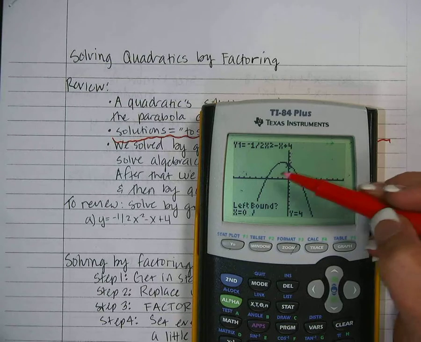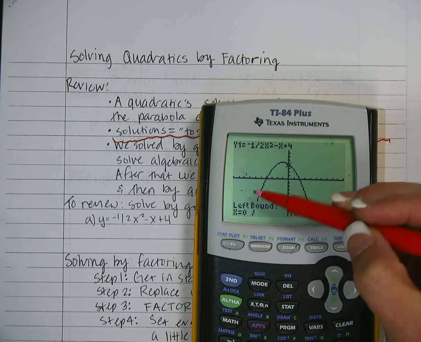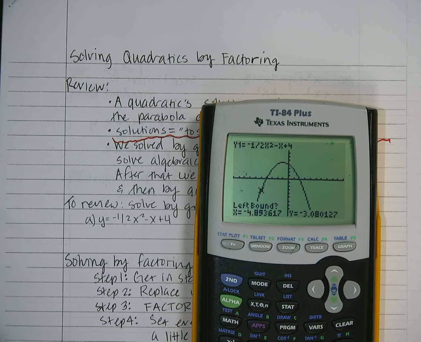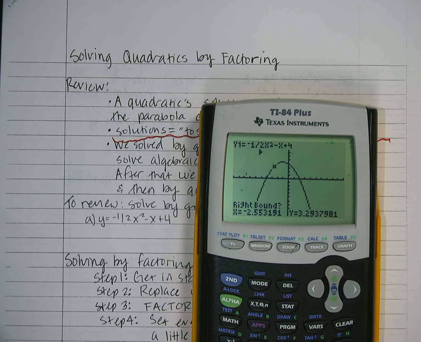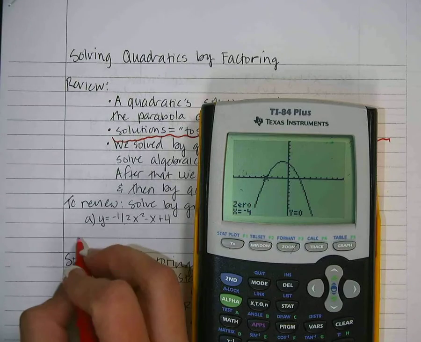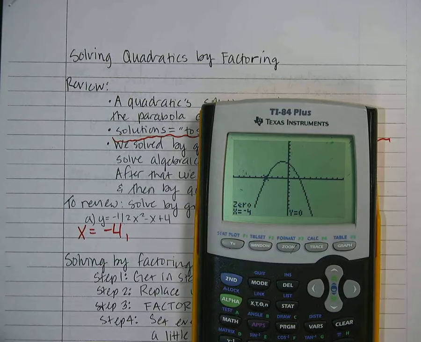It asks me left bound. I'm going to calculate this 0 first, so left bound will be somewhere over here. Bring your cursor there, press enter. Now it asks me right bound. So I need to come somewhere over here without crossing the other x-intercept. Enter one more time. And x equals -4 for my first 0.